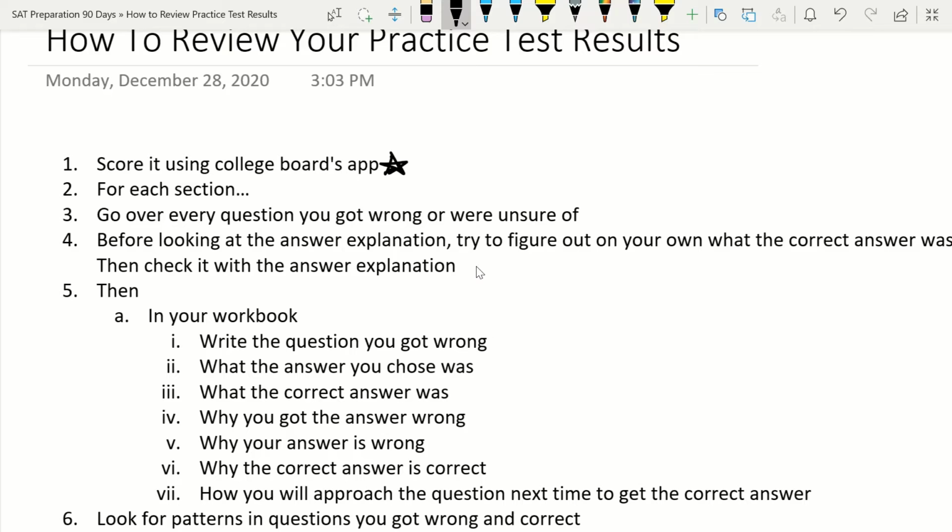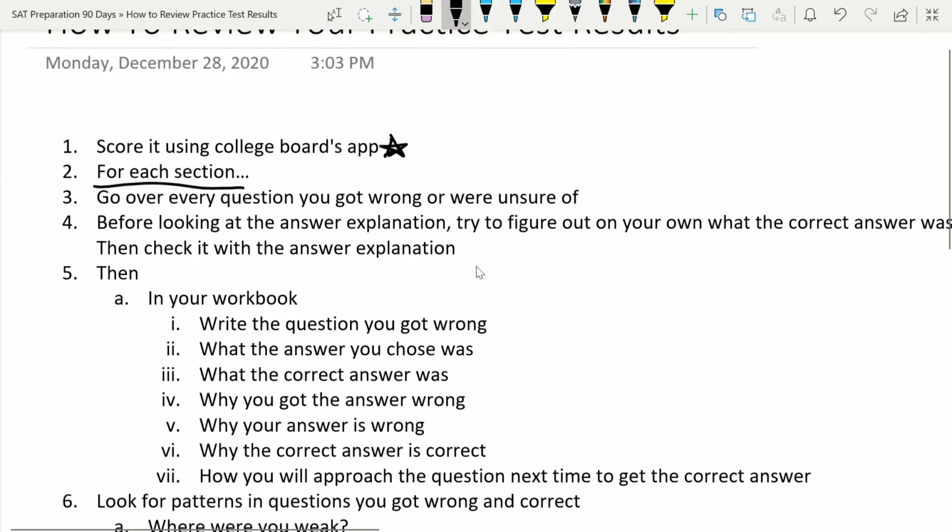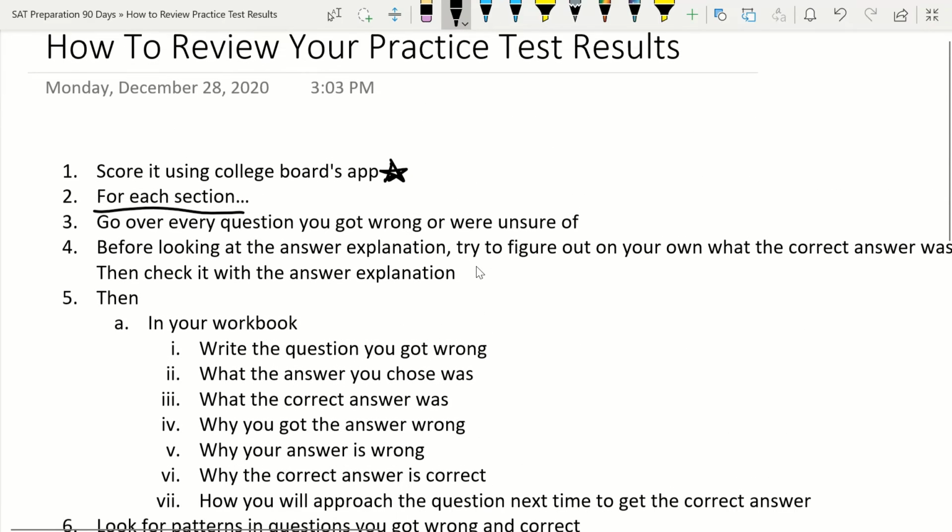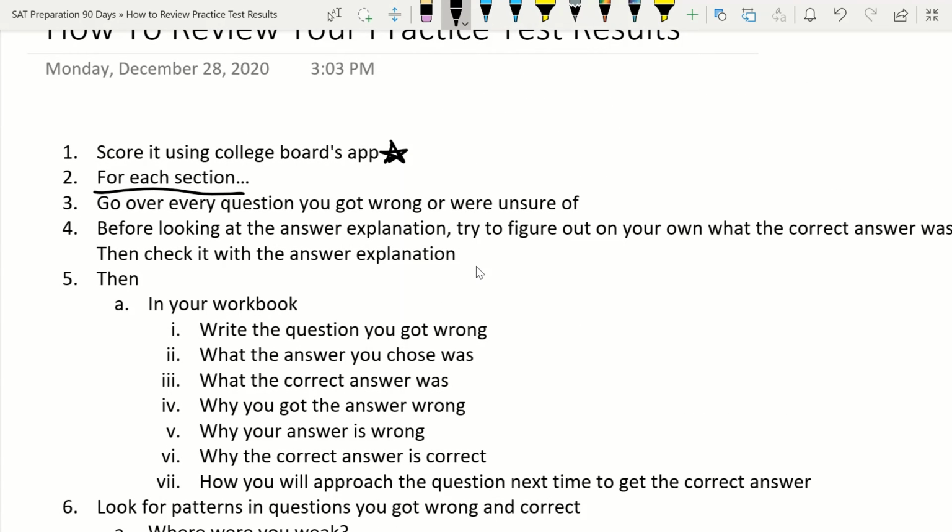So step 2 is for each section you're going to do the following, right? The following steps 3 through 8 you're going to do for each section individually. So you're going to have one for the reading section, one for the writing and language section, one for the math no calculator section, and one for the math with calculator section.